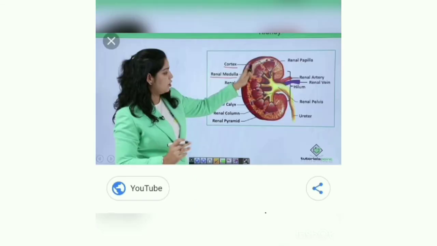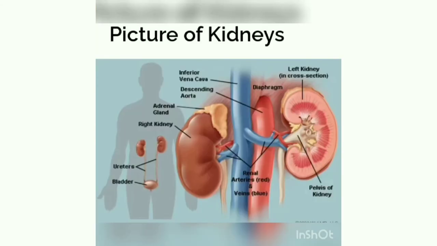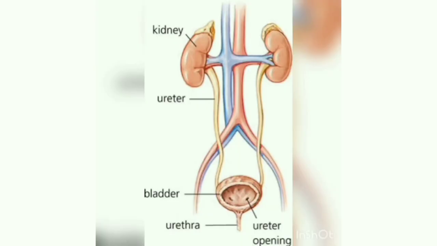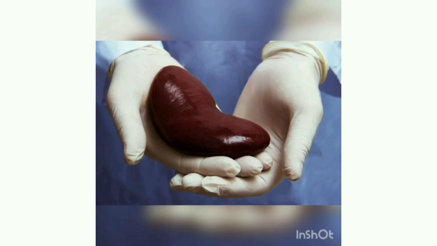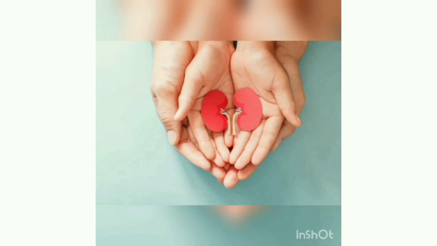Which kidney is more important? The left kidney is located slightly more superior than the right kidney due to the large size of the liver on the right side of the body. Unlike the abdominal organs, the kidneys lie behind the peritoneum that lines the abdominal cavity and are considered to be retroperitoneal organs.